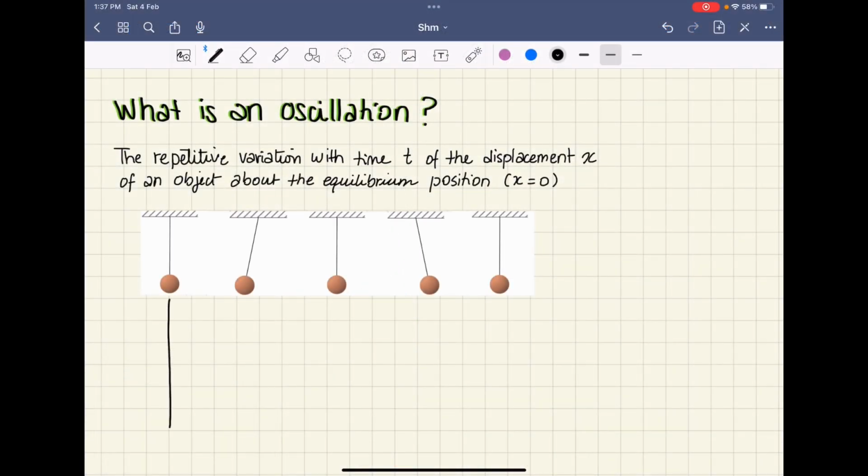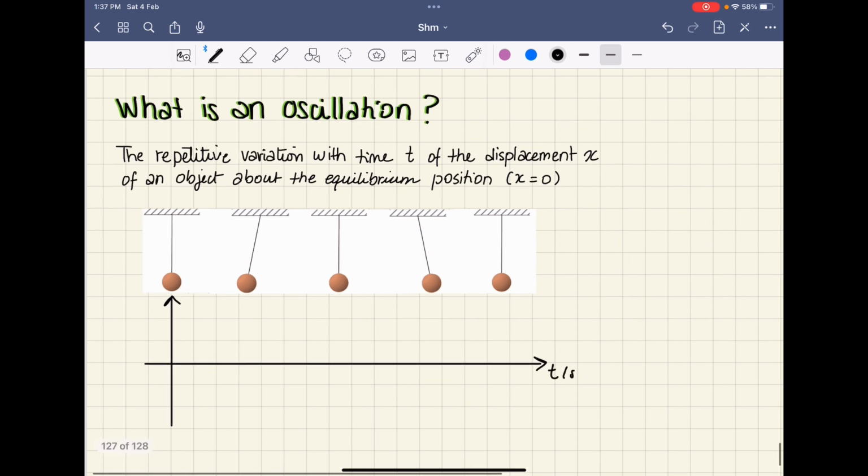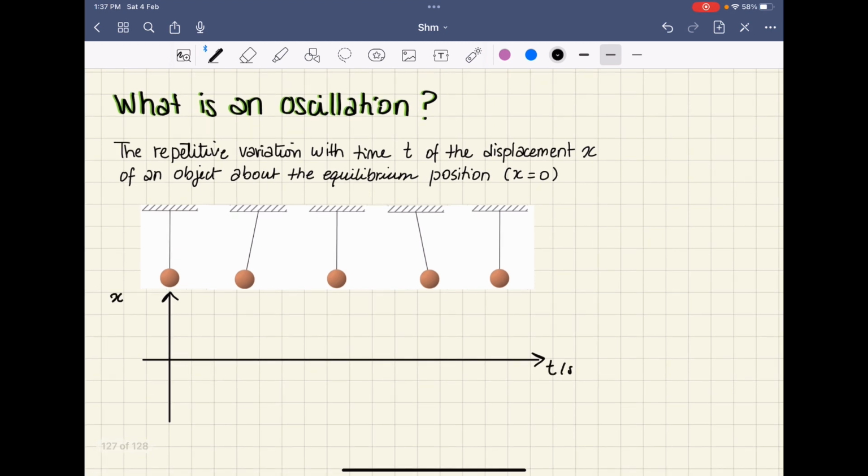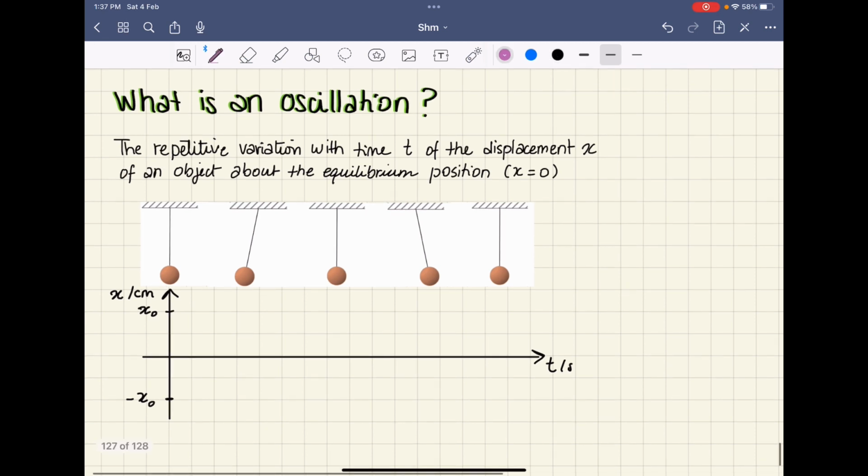We will now draw the variation of the displacement of the simple pendulum in time. We need our x-axis, which is time in seconds, and the y-axis, which is the displacement x in centimeters. We will have the maximum displacement on both sides, x0 and minus x0. Let's try to draw the variation. This is the equilibrium position. Let's take red. So that's the equilibrium position.